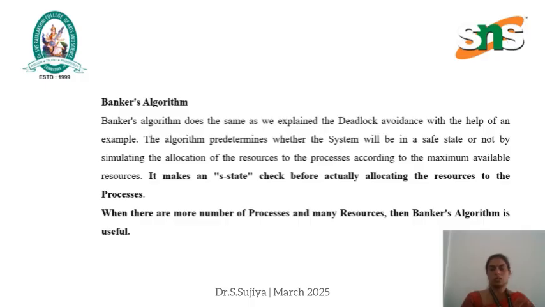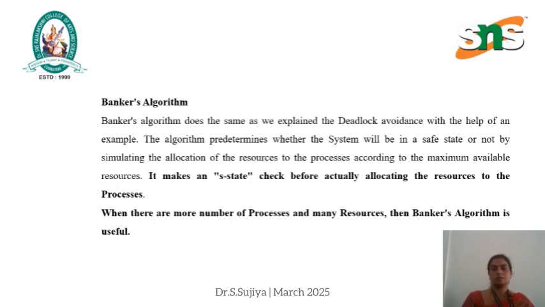Banker's algorithm does the same, and we explain the deadlock avoidance with the help of an example. This algorithm predetermines whether the system will be in a safe state or not by simulating the allocation of resources to the processes according to the maximum available resources. It makes a state check before allocating the resources to the process. When there are more processes and many resources, then Banker's algorithm is useful.